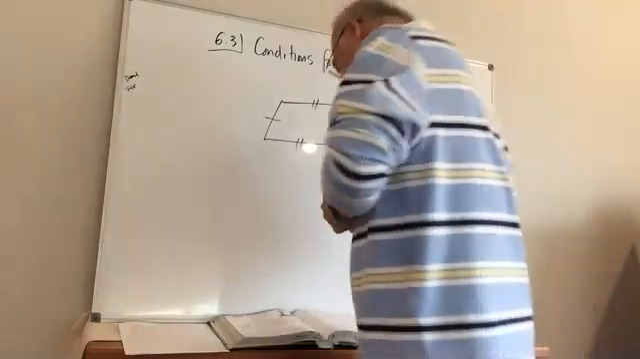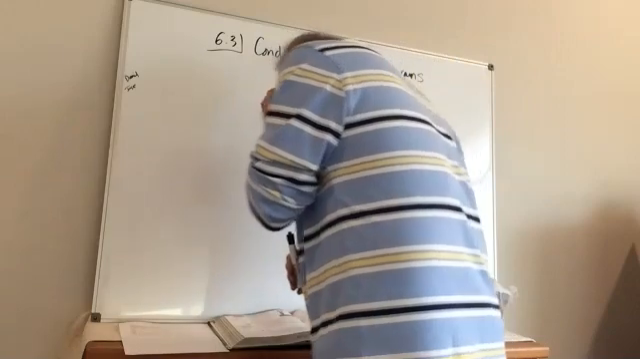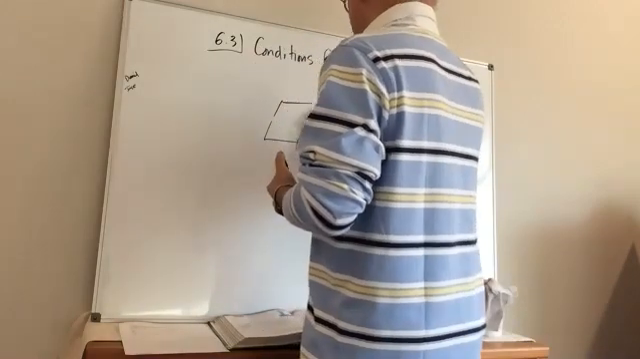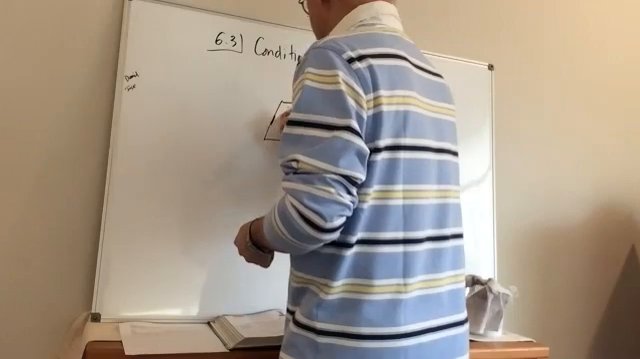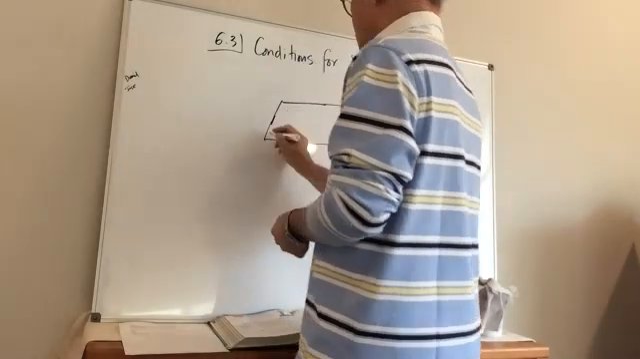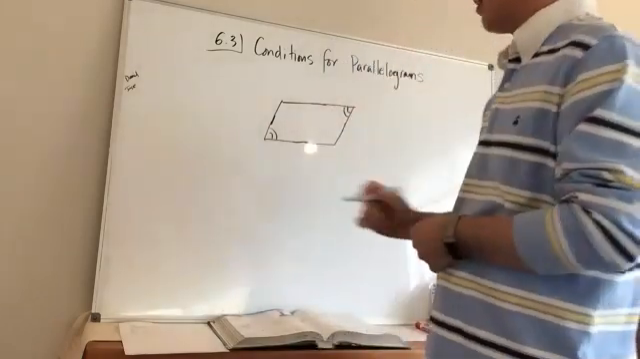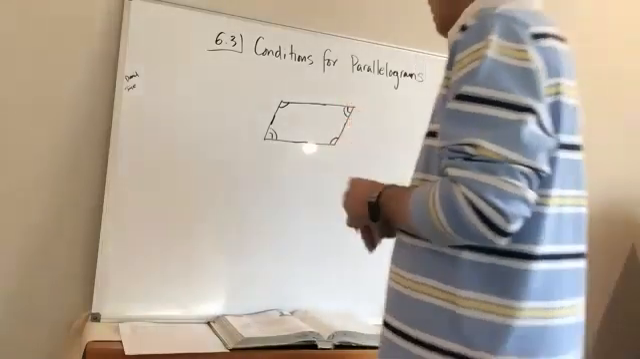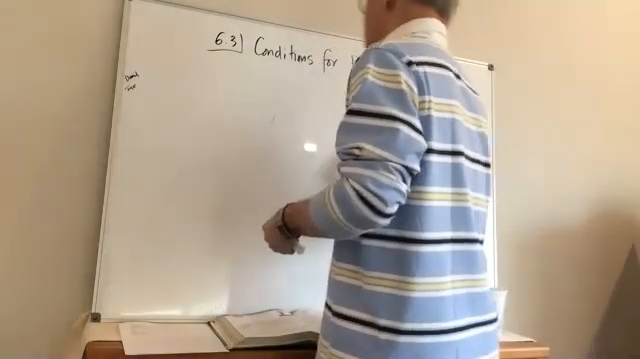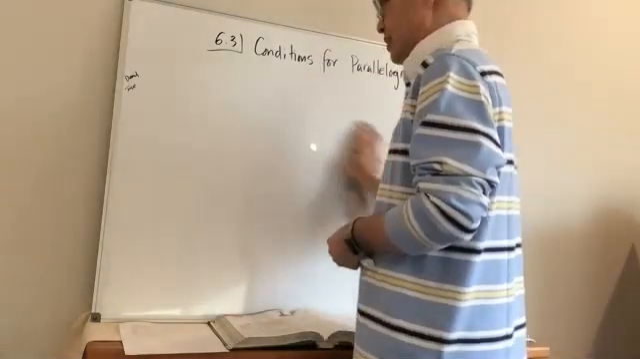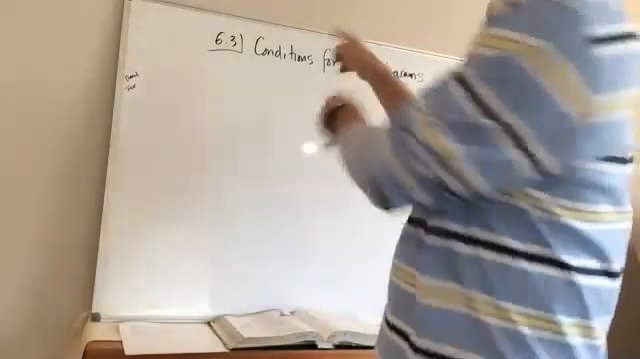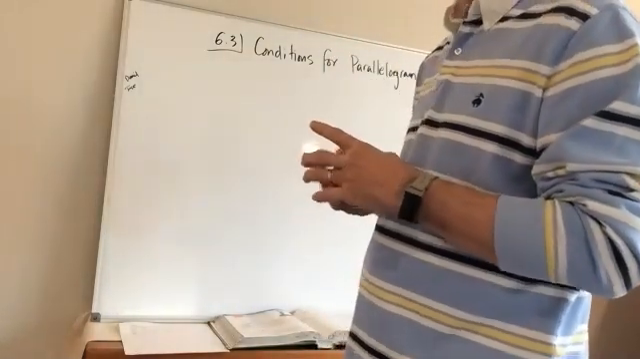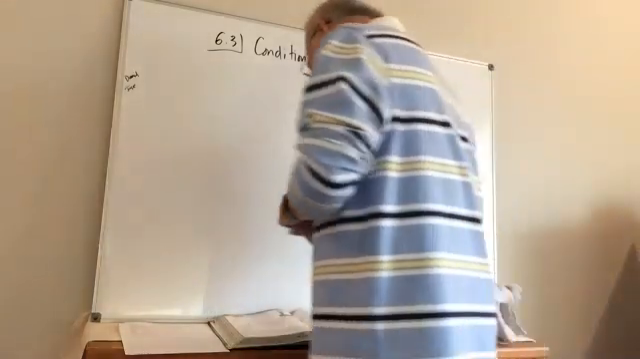That's the second condition. Third one is if both pairs of opposite angles of a quadrilateral are congruent, then it's a parallelogram. What that means is that if you have this angle and this angle being congruent, and this one and this one being congruent, then it's a parallelogram, okay? So again, recap. Our first condition was that the opposite sides are parallel and congruent. Second one was both sets of opposite sides are congruent. The third one was that both sets of opposite angles were congruent. Then it's a parallelogram, okay?